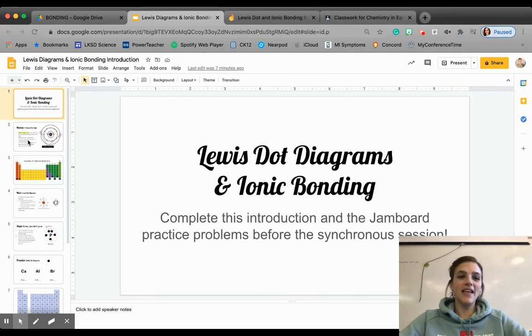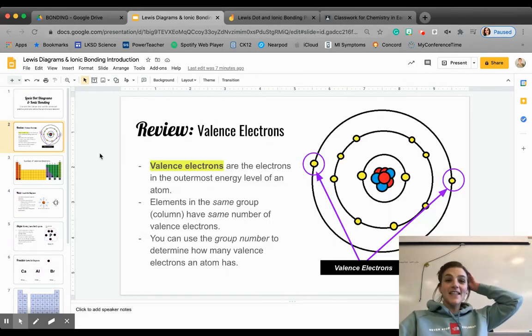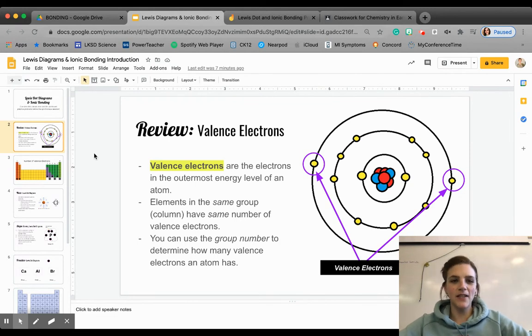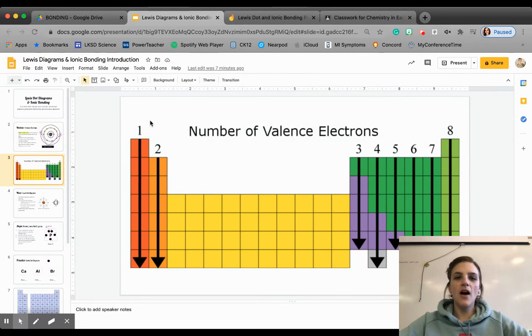The first thing is valence electrons. So remember, valence electrons are the electrons that are in the outermost energy level of an atom. They are the ones that are going to be either given up or taken in order to make an atom stable. Remember that on the periodic table, the group number is your hint towards how many valence electrons an atom actually has. So, for example, all of the elements that are in group 1 have 1 valence electron. All of the elements in group 2 have 2 valence electrons.